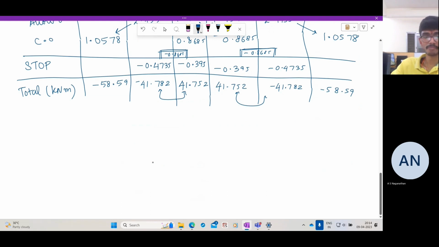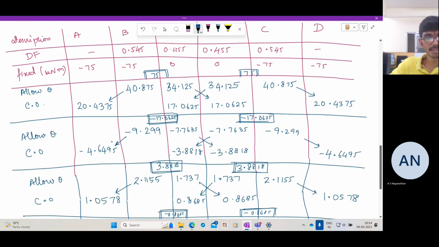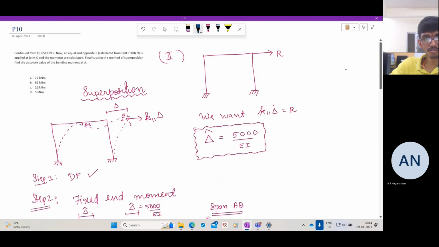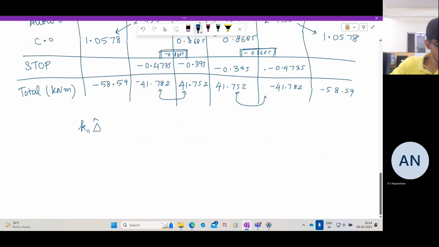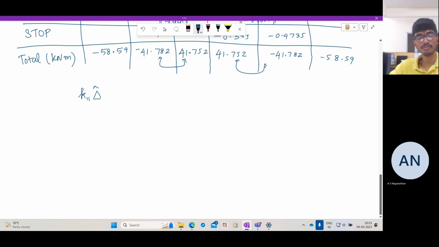Now here comes the main step. So what we have is delta cap, and we can determine K11 delta cap. So what is K11 delta cap? It is nothing but the force that needs to be applied here. What is the force that needs to be applied there? That we have to see. Since the structure is symmetric, let us consider the full structure at once.